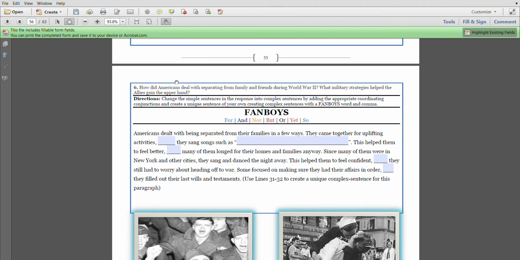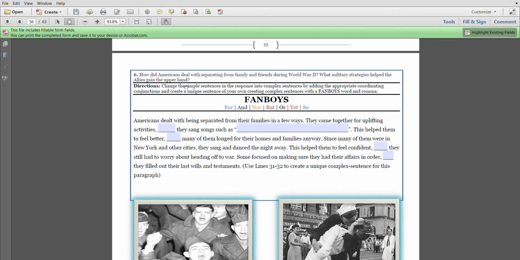6. How did Americans deal with the separation from family and friends during World War II? What military strategies helped the Allies gain the upper hand? So what you're going to do here, change the simple sentences in your response into complex sentences by adding the appropriate coordinating conjunctions and create a unique sentence of your own, creating complex sentences with a FANBOYS word and a comma.